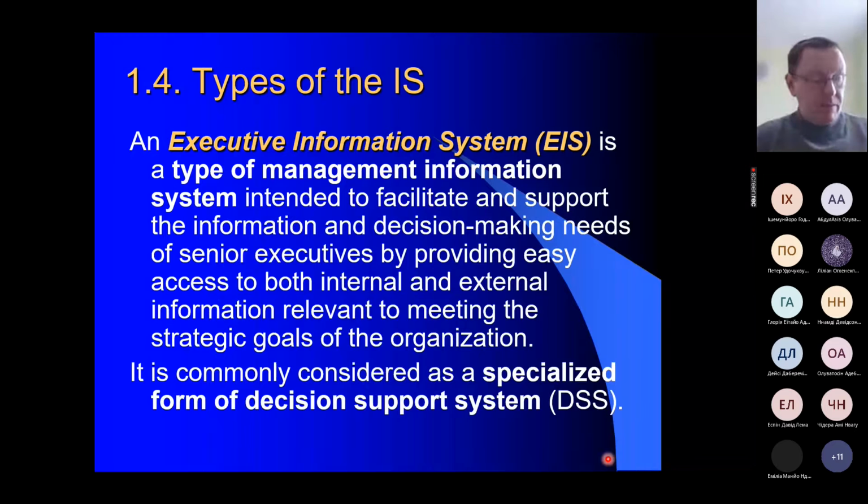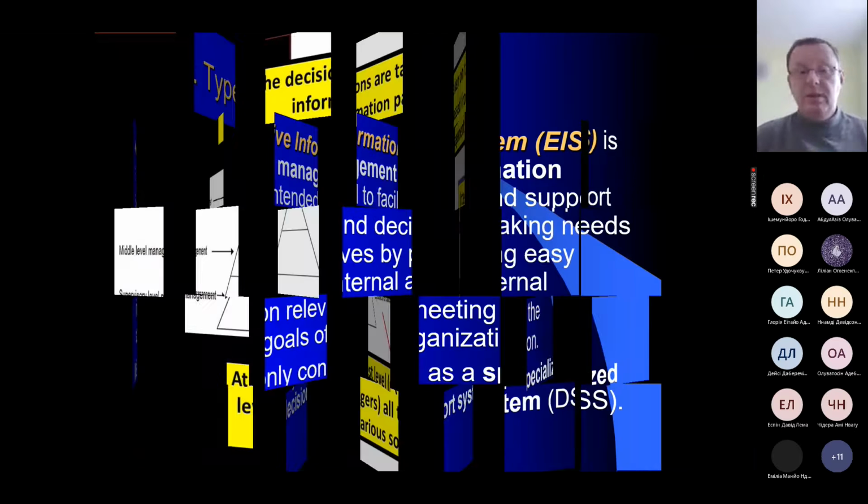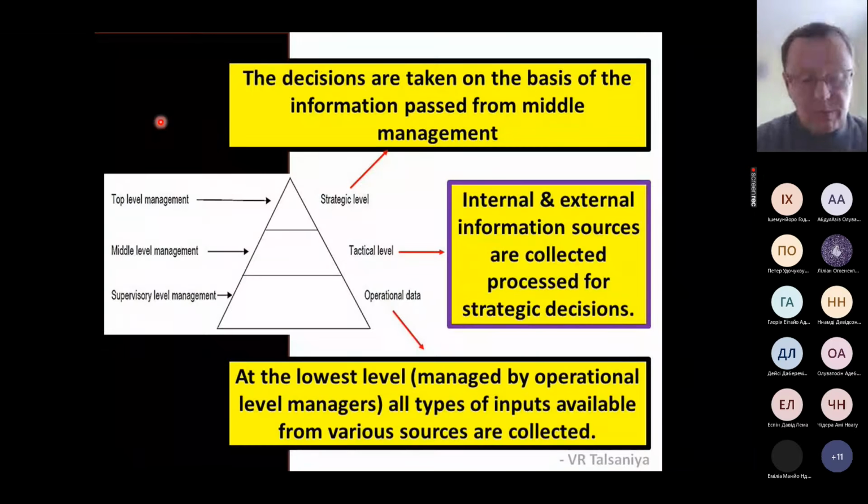Okay, a specific subtype of management information system is the executive information system, which is intended to facilitate and support the decision-making information needs of senior executives by providing easy access to both internal and external information relevant to meeting the strategic goals of the organization. Okay, there are lots of words in the definition, but in fact it's a combination of a management information system with a DSS, which produces a nice dashboard with various charts, gauges, numbers, and so on to fulfill the needs of executives. That's like our goals with the strategic plan in our organization.